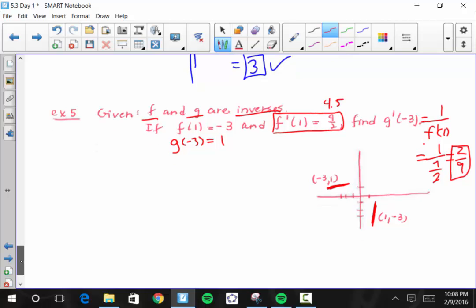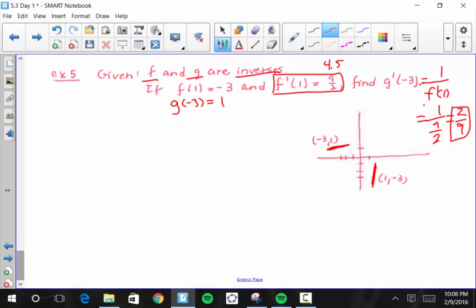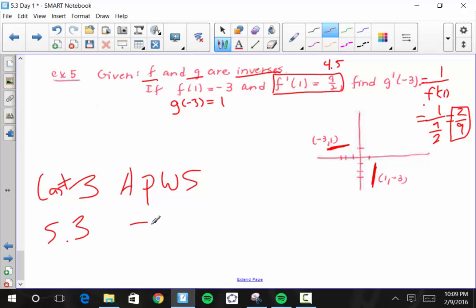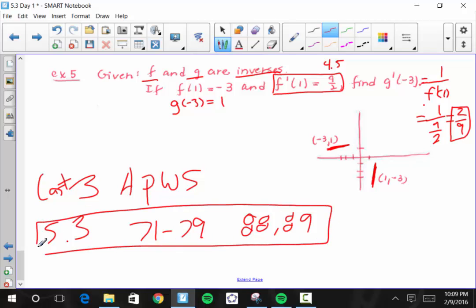The homework assignment, the sub should have it for you. It's on the board. I think it's the last 3 problems on the AP worksheet that she has for you. So the last 3. And then I believe it's section 5.3, 71 to 79. And then I think it was 88 and 89. I think those, but don't quote me on it. Just go with what the sub told you. I'm just going from memory when I'm writing this down right here.